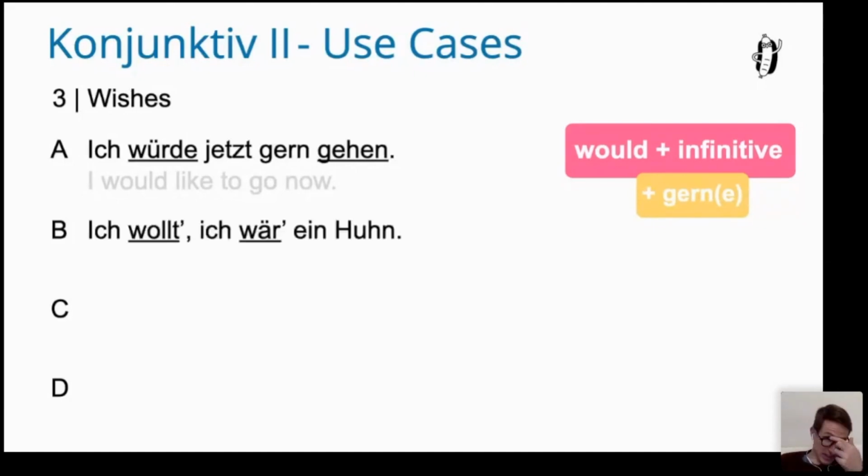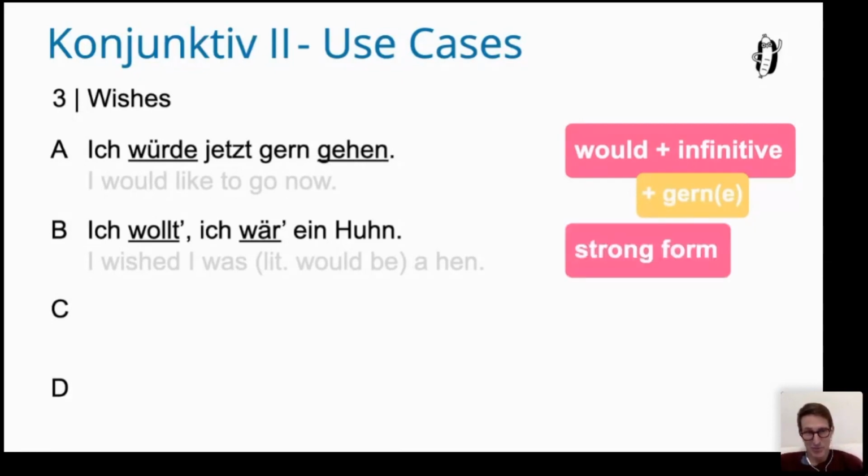Here is the title of a song. You should Google that at one point. Beautiful song. Ich wollt, ich wär ein Huhn. So you see there's no würde in here, and it's nevertheless Konjunktiv 2. Translated, that means I wish I was a hen. Could also be a chicken. Huhn literally is a hen, but it's also used for chicken. So you see the wär here is I was, and literally that means would be, which I show you later.